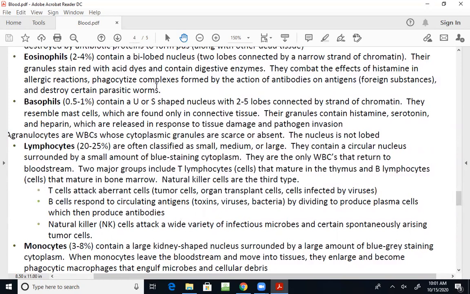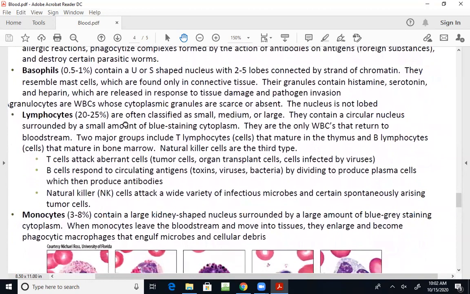They also are phagocytizers, phagocytizing complexes formed by the action of antibodies on antigens, which is a fancy word for foreign substances. Although they are not one of our most important phagocytes, they also have the ability to destroy parasitic worms.